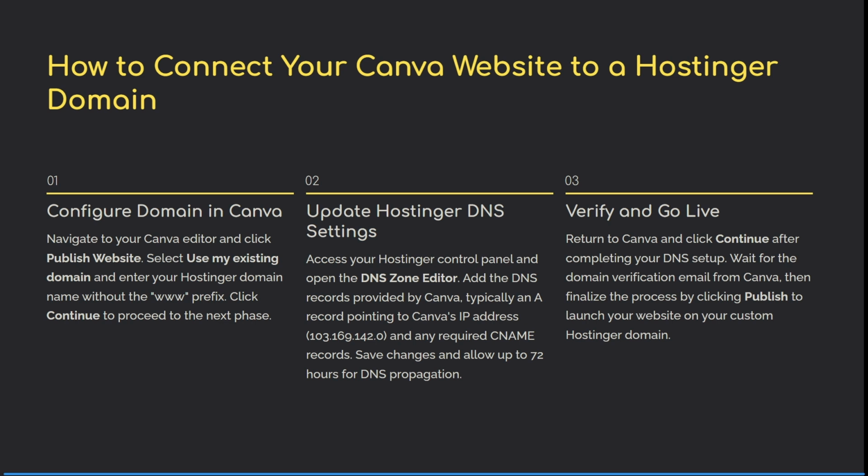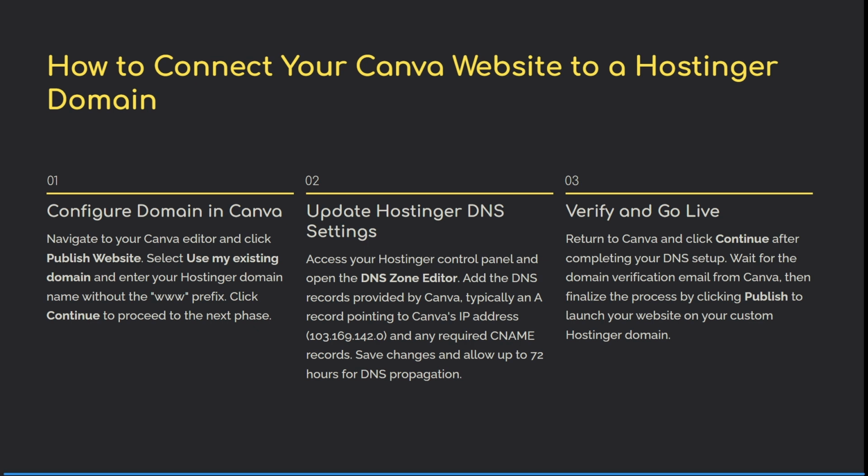Let's jump in. So the first thing you want to do is configure your domain in Canva. Navigate to Canva's editor and click on Publish Website. Select Use My Existing Domain and enter your Hostinger domain name with the www prefix before your domain name. Click Continue to proceed to the next phase.